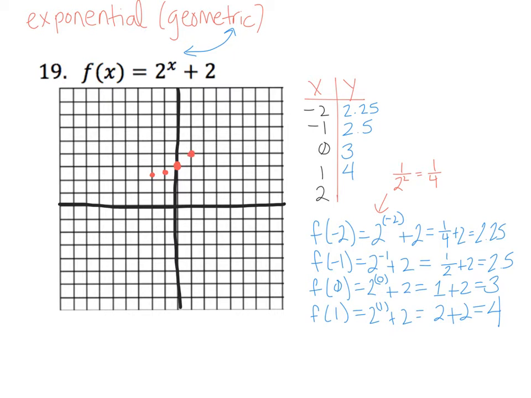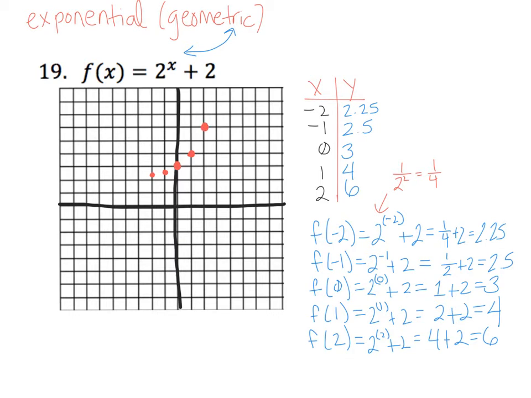And then last but certainly not least, in fact, it's actually the greatest, is f of 2. So 2 raised to the 2 power plus 2. 2 squared, y'all, is 4, plus 2. So when I plug in 2, I get 6 as my output. So I'm going to go over 2 and then up 6, which puts me right there. And we have a lovely swoopy graph.